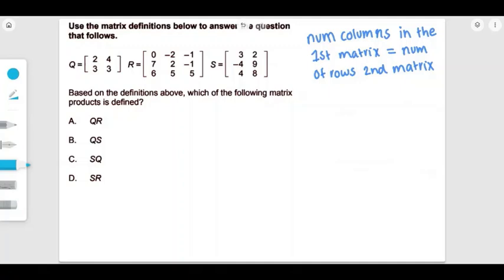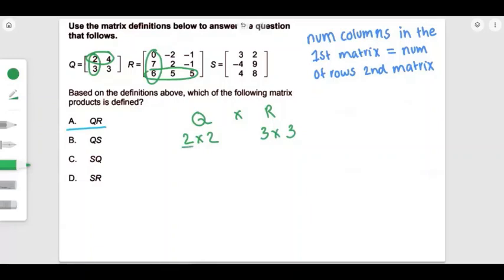Let's try to solve an example to find if QR in choice A is defined or not. As you can see here, Q has 2 rows and 2 columns, which will give us a 2 by 2 matrix. Let's move to R. R has 3 rows and 3 columns, which will give us a 3 by 3 matrix. Always remember that the row comes first, then the column.